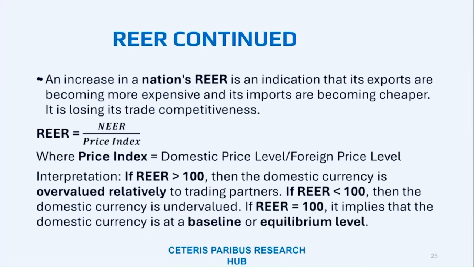If the real effective exchange rate is greater than 100, then the domestic currency is said to be overvalued relative to trading partners. If it is less than 100, then it is said to be undervalued relative to the trading partners. If it is equal to 100, then it implies that it is at a baseline or equilibrium level. So it means it is neither overvalued nor undervalued.